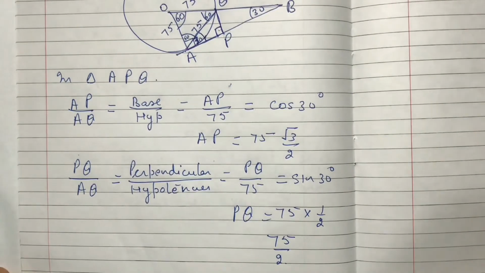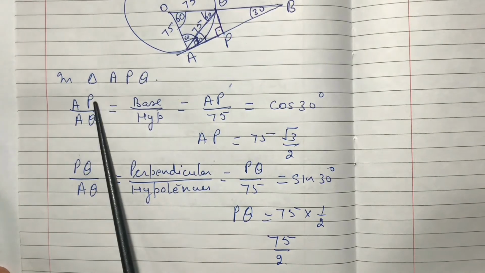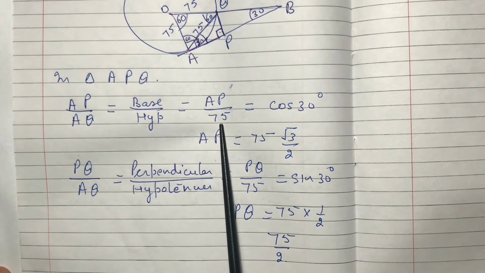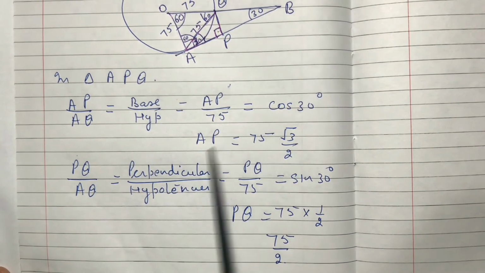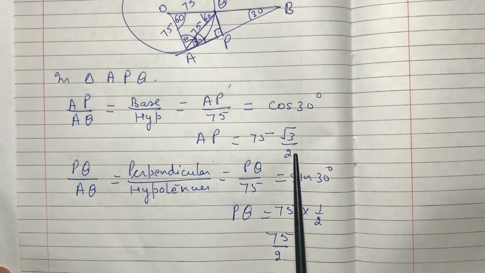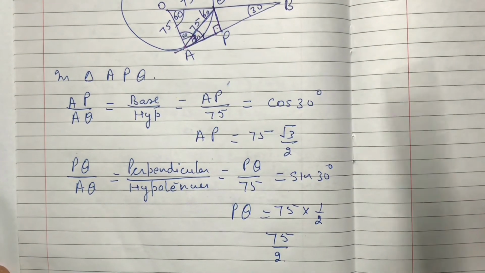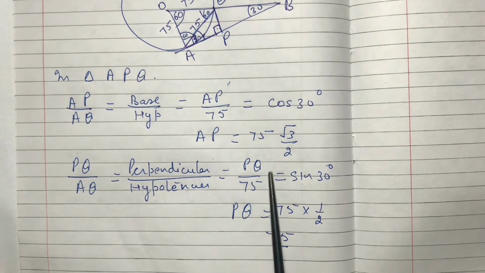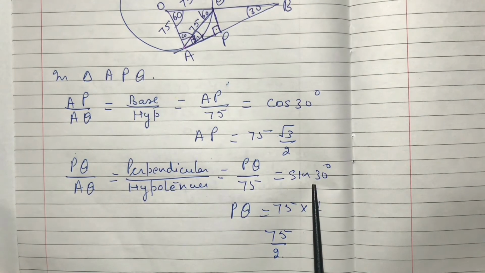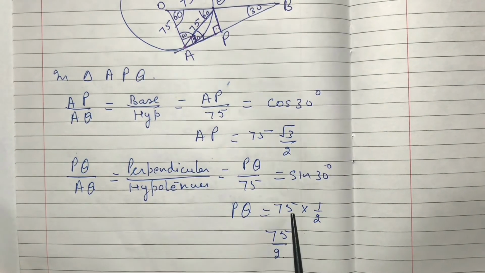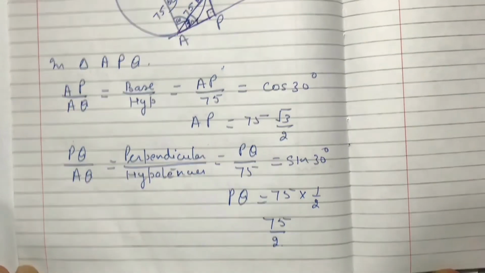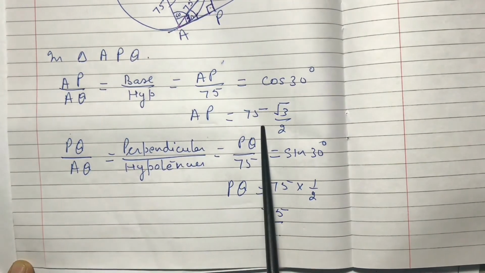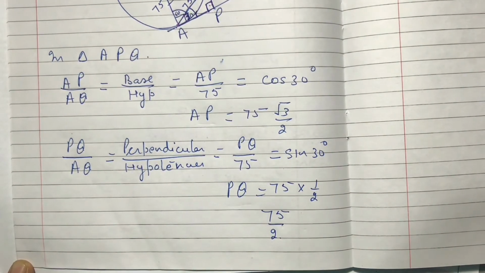So in triangle APQ, AP upon AQ is equal to base upon hypotenuse. AP upon 75 centimeter is equal to cos 30 degree. So AP is equal to 75 root 3 upon 2. And PQ upon AQ, that is perpendicular upon hypotenuse, that is PQ upon 75 is equal to sin 30 degree. It means PQ is equal to 75 into 1 by 2, that is 75 by 2 centimeter. So that is the length of PQ and that is the length of AP. So that is our third part.